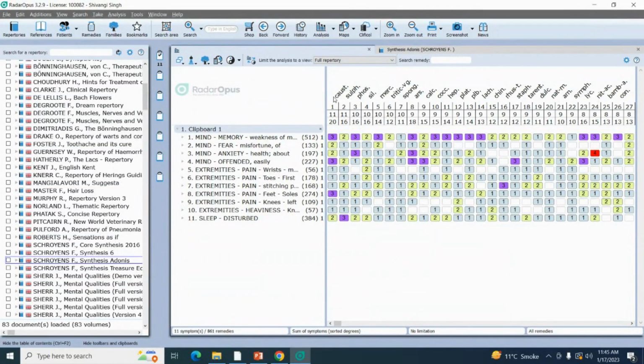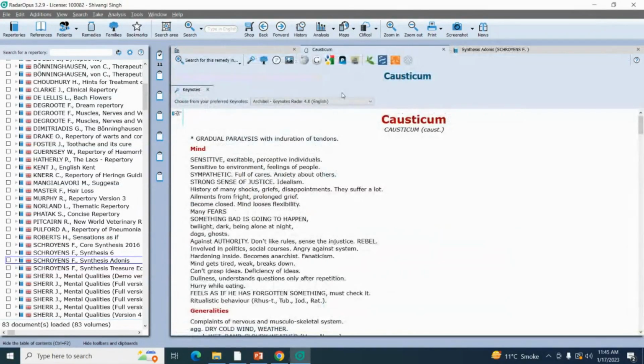And one more thing, if you want to read any remedy from your probable remedy list, you can open it directly by double clicking on it. If you want to read Causticum, just double click on Causticum and it will open on your main display screen like this.